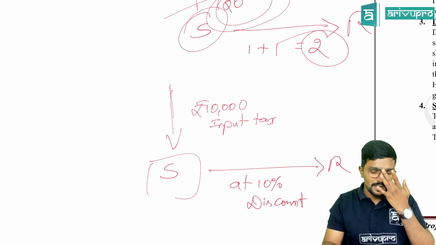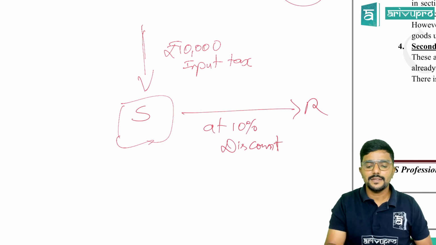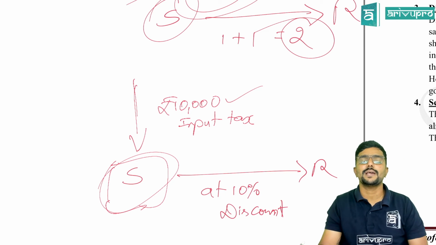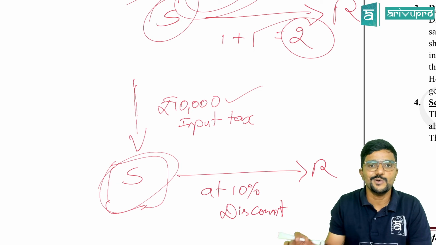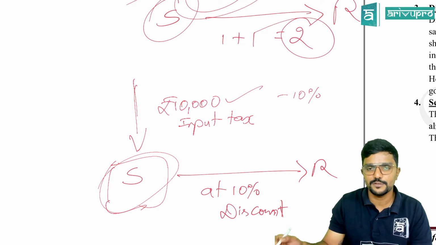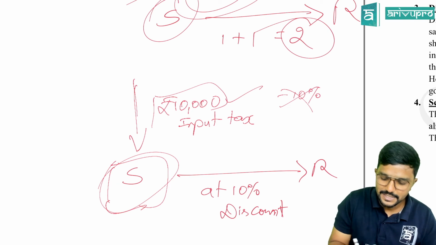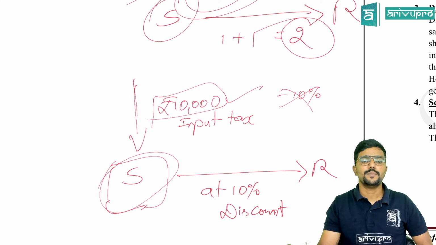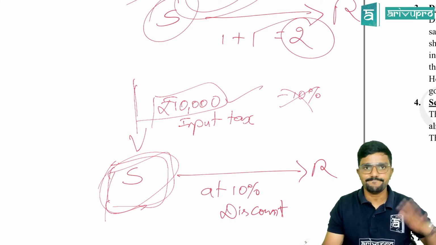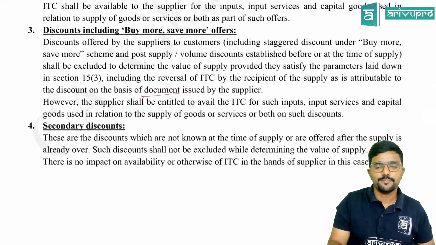Now the question is, as the supplier has supplied the same goods to the recipient at 10% discount, can he claim full credit of input tax on his inward supply? Yes, he can claim it. Don't reduce 10% from this. Nothing like that is there. Sir, 10% has to be reduced, only remaining 9,000 credit will be claimed? No, nothing like that. Entire 10,000 credit will be claimed by this person on his inward supply. Clear, guys? So discount and all will not impact ITC.